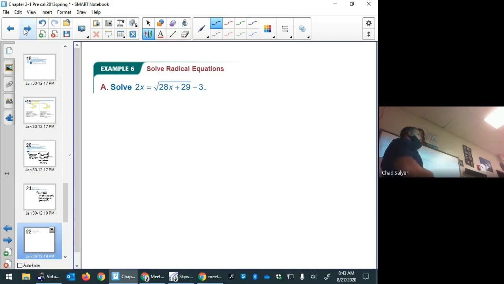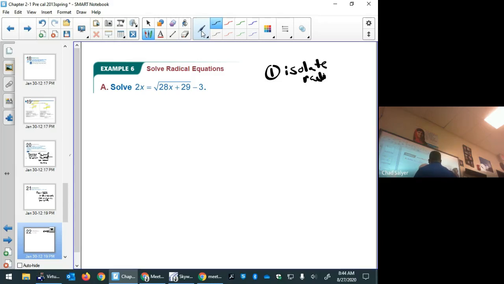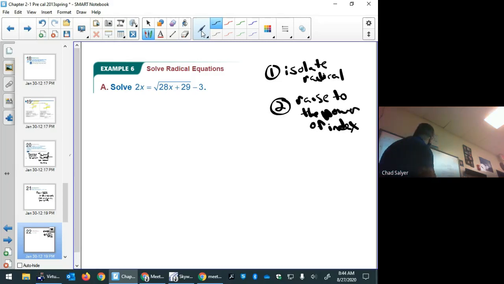Okay, one more thing I want to do before we call it a day is solve a radical equation. So here's an example of a radical equation. These can get really algebraically messy. So you probably haven't seen quite this much algebra on a single problem before. Be prepared for it. So your first task is going to be isolate the radical. Your second task is going to be to raise to the power of the index. So let's isolate this radical. I'm going to begin by adding 3 to each side.